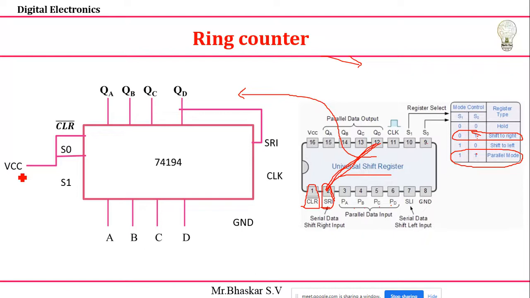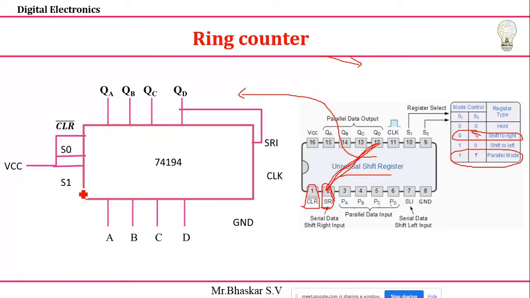Next, the VCC pin you have, just connect the VCC, that is this one. So this is over: clear I can connect to VCC, S0 also connect to VCC. Why am I going to connect VCC? The value 1 is nothing but VCC, 0 is nothing but ground. That's why I'm going to connect these two.